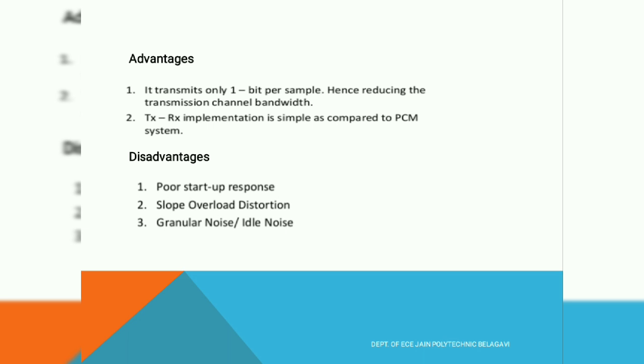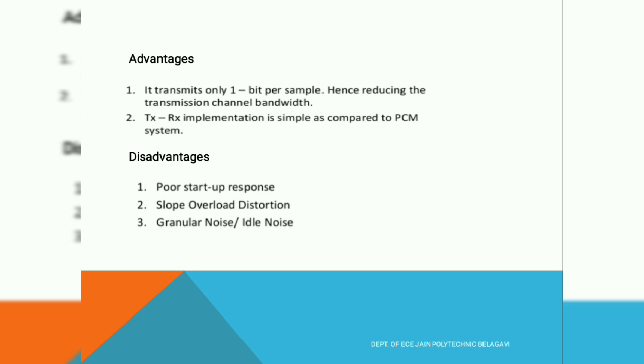This can be avoided by varying the step size. If you vary the step size, the slope overload distortion is automatically overcome, but in delta modulation the variation of the step size is not available. Next, granular noise or idle noise. Granular noise means that when the input signal is slowly varying and the step size is very large, it introduces an error known as granular noise.